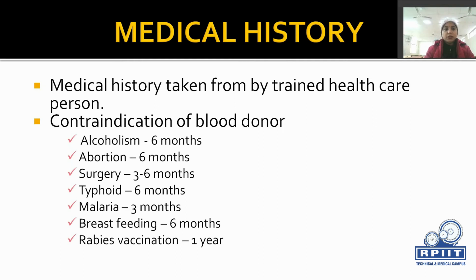Contraindications of blood donation, for example: alcoholism, at least 6 months; abortion, 6 months; surgery, 3 to 6 months; typhoid, 6 months; malaria, 6 months; breastfeeding, 6 months; rabies vaccination, 1 year.